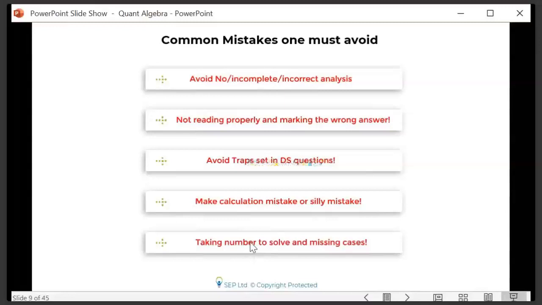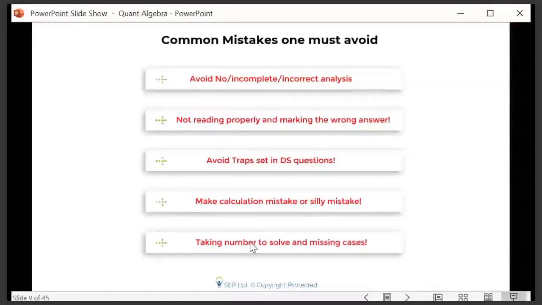So what I'm trying to tell here is that it is important that you learn the concepts well. Okay, that's the first thing that you need to do. But apart from that, you need to make sure that you gain these skills of simplifying, you gain the skills of inferring it in the right way, and at the same time, avoid these mistakes.